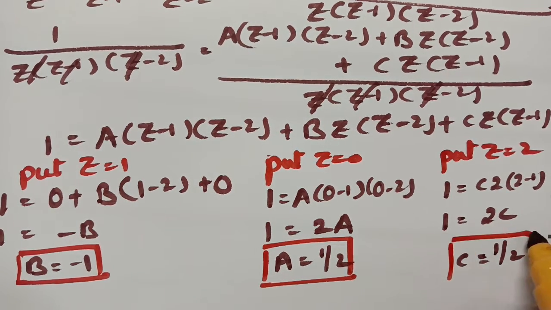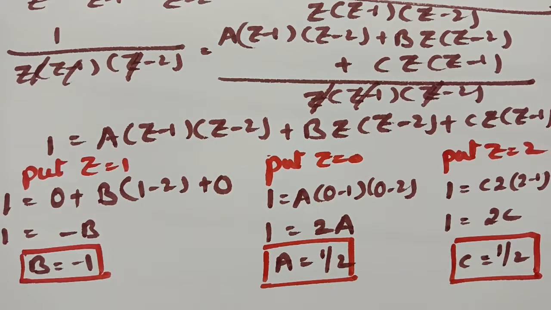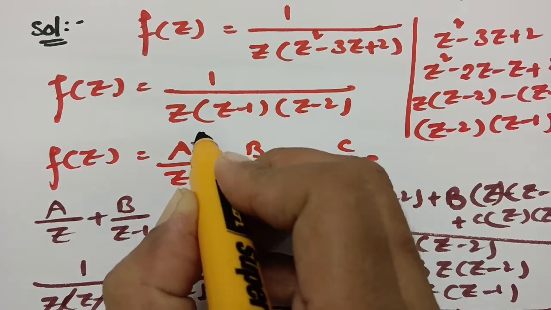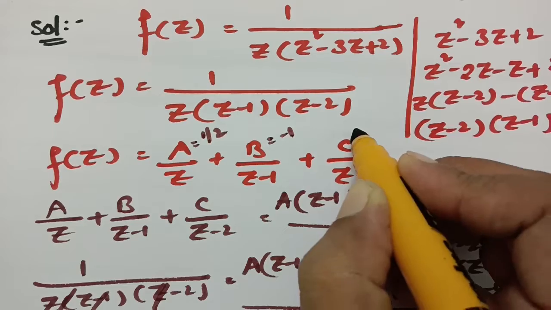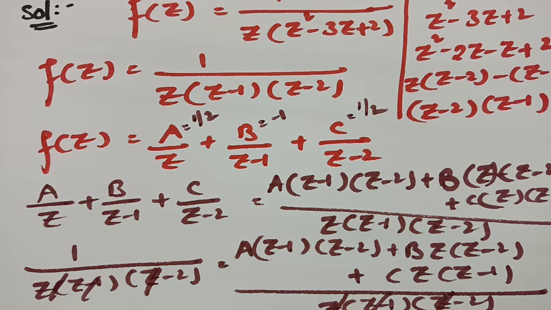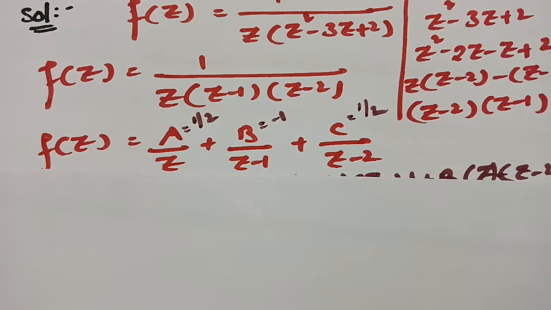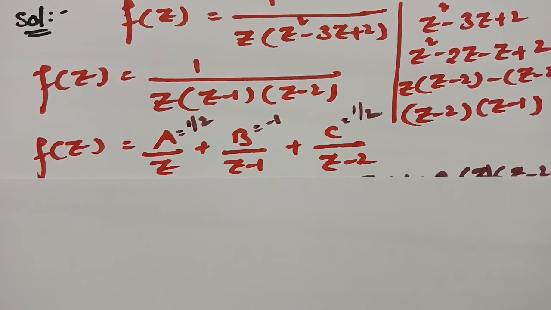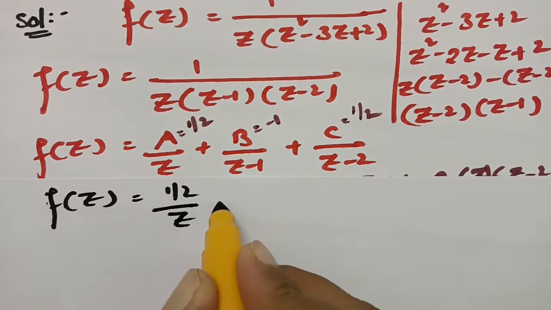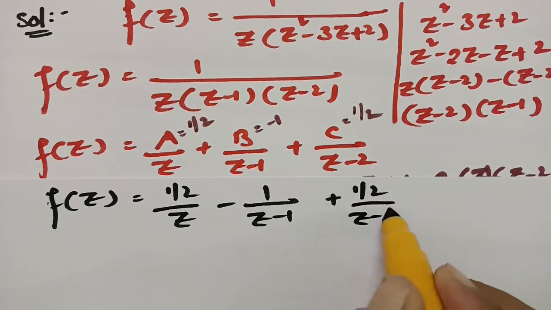So after getting a, b, c, what is our a value? This is half, b value is minus 1, c value is half. Now I am going to substitute here: a value we got as half, b value is minus 1 and c value is again half. So what will be our f of z? After substituting the values, f of z is equal to half by z, minus 1 by z minus 1, plus half by z minus 2.